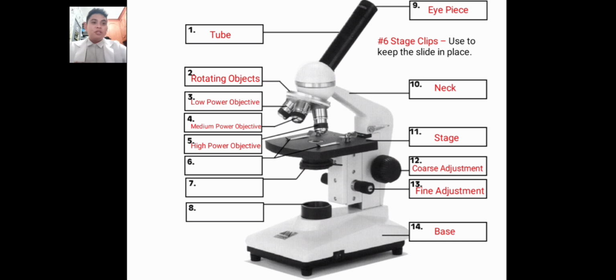Lagi niyo pong tatandaan 'yun. And next po is the stage clips. Yan, very important din po ito kasi it is used for us to keep the slide in place. Hindi po siya gumagalaw every time na nakikita na po natin yung specimen, lalo na kapag living organism po yung ating minamagnify. It is very important for us to stay doon sa image na nakikita natin. Hindi po siya nagugulo, hindi po siya nagagalaw. Okay po? For us to observe clearly this specimen.